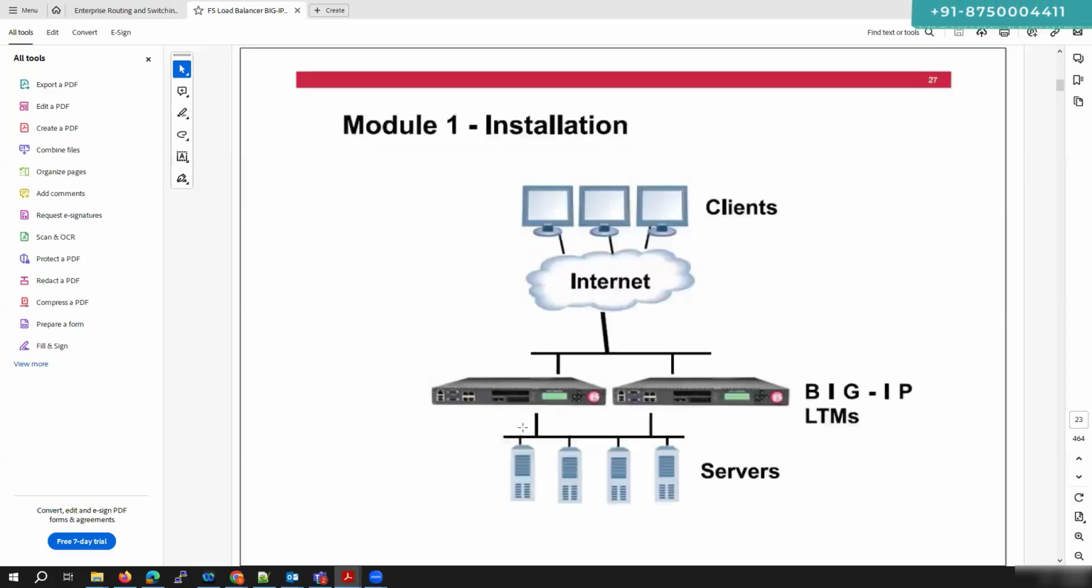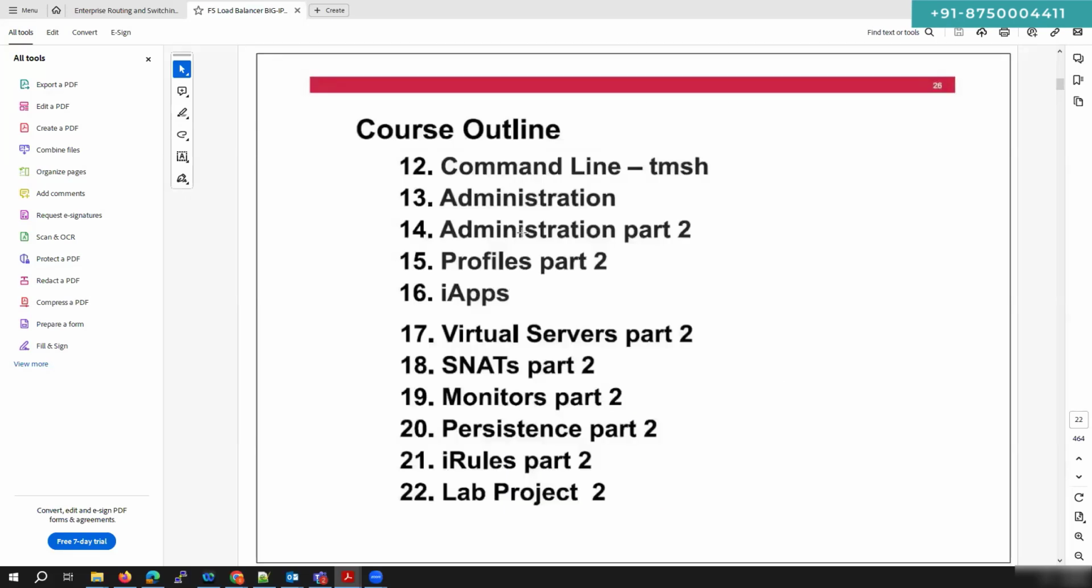But these are all the topics that you are going to cover, including the command line. So you will learn how to work through the command line on Big IPs. So these are all the topics that you are going to cover during the LTM training.